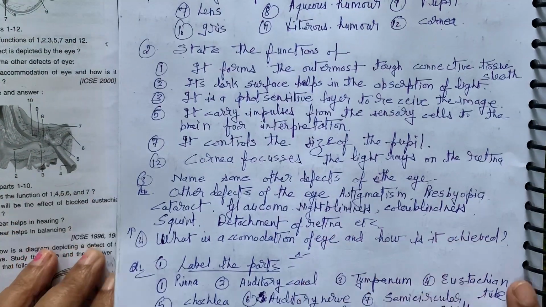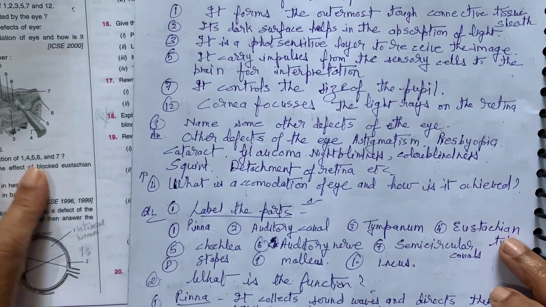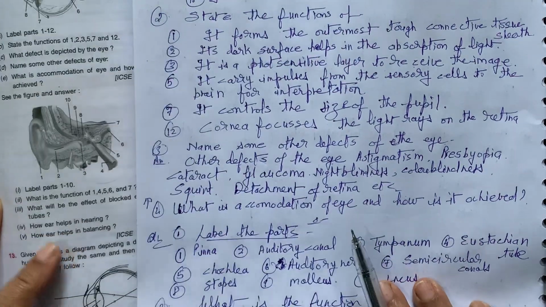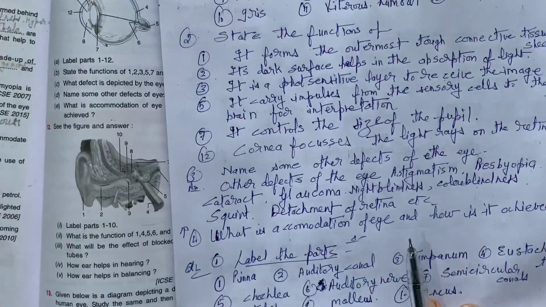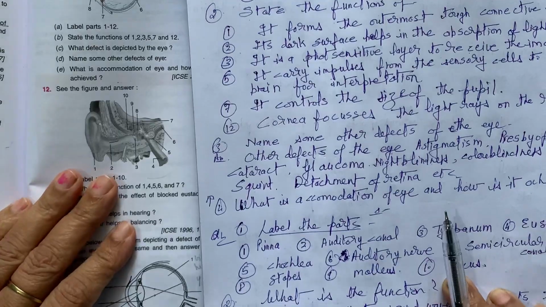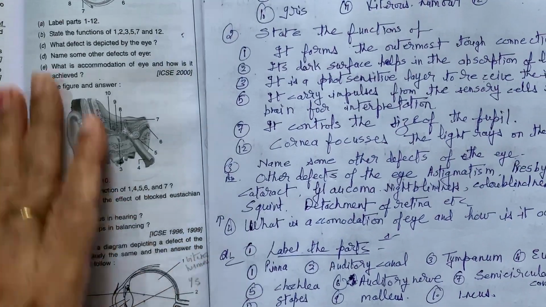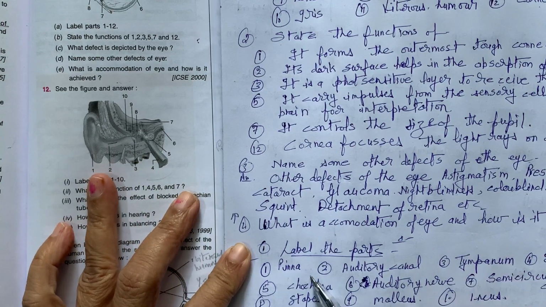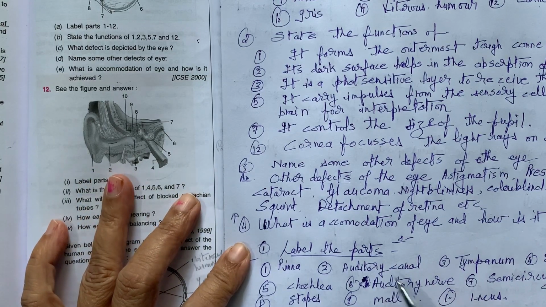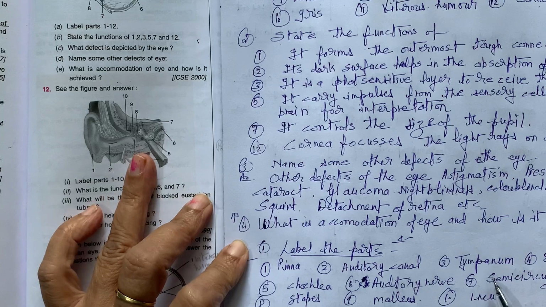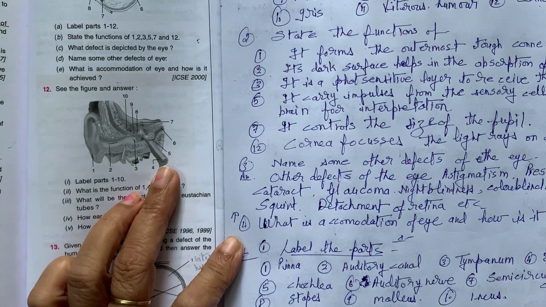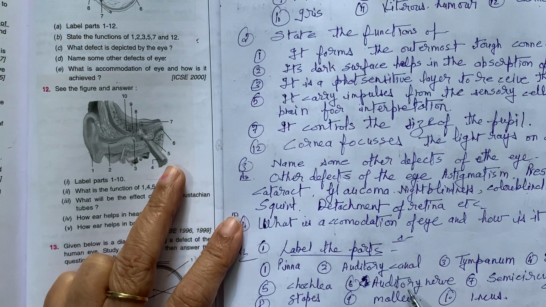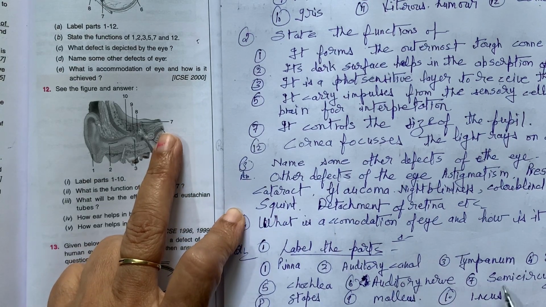Now see the figure and answer the parts. Let us see here, this diagram. Now here in this diagram, you can see, label the parts. First, it is the external pinna. 2 is the auditory canal. Number 3, it is the tympanum. 4th, it is the Eustachian tube. 5th, it is the internal ear, cochlea. 6th, it is the auditory nerve.